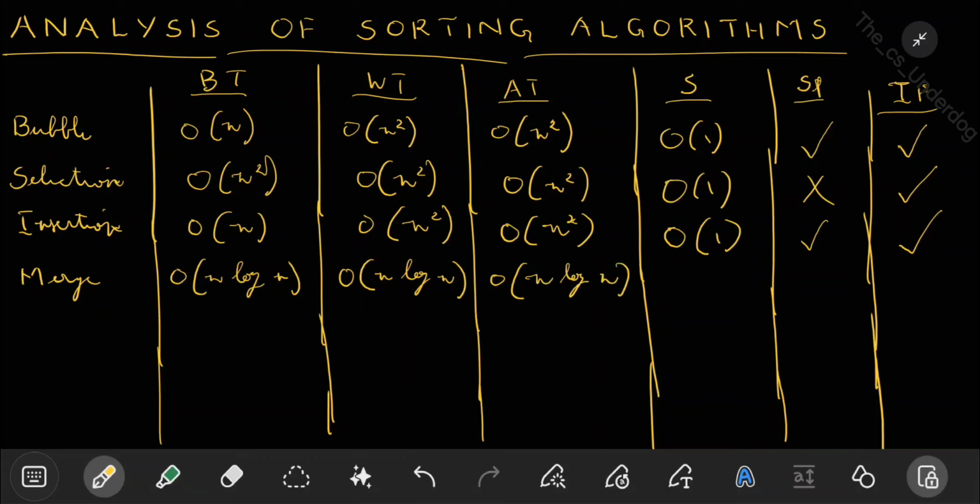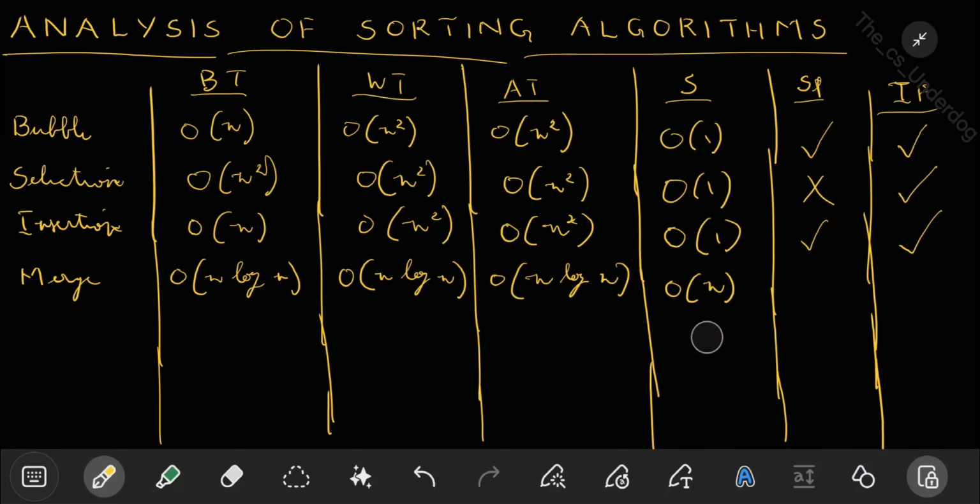What about the space complexity? In the merge sort procedure, for merging, it takes additional space. It is copying elements to an extra array. So it is taking additional space, which is order of n. Why is it order of n? Because whatever the size of the initial array, that much extra space is required to copy all the elements.